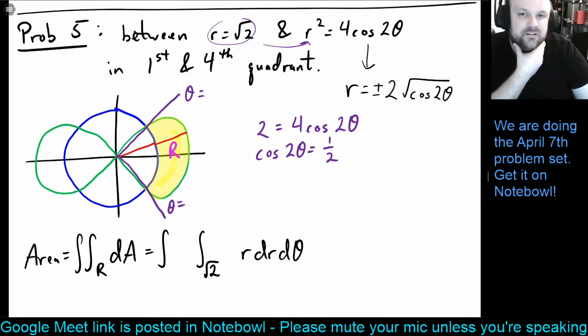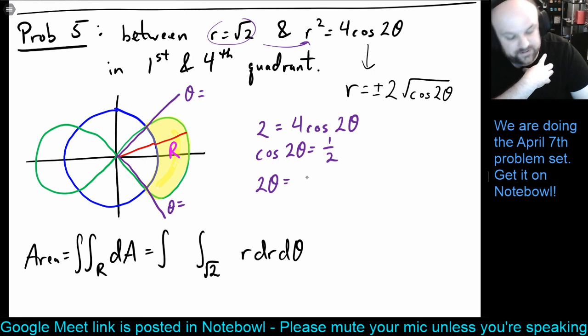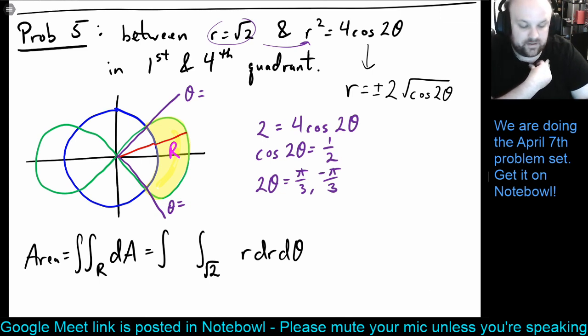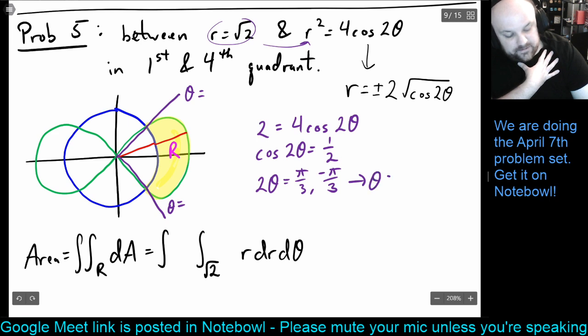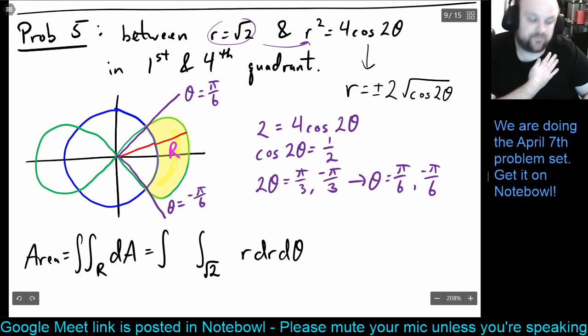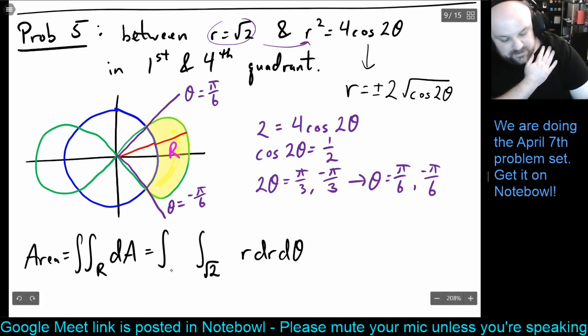So we have a similar sort of situation as before, right? But this time it's 2 theta because the inside of the cosine is 2 theta. So 2 theta is pi over 3, minus pi over 3. Right? And so that means theta is going to be pi over 6, minus pi over 6. So this should be pi over 6 here. This should be minus pi over 6. Right? And so pop those in for the bounds here. Minus pi over 6 to pi over 6.